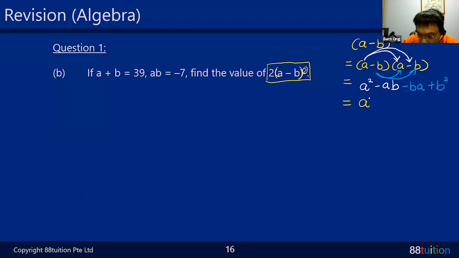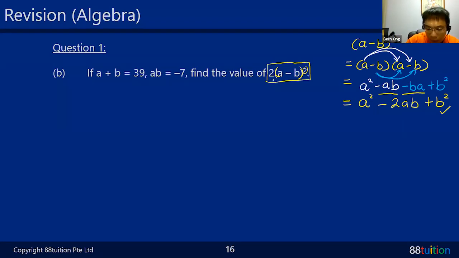And down here, what happened? Do you know that AB and BA is the same? AB and BA is the same. So minus AB minus another AB is minus 2AB plus B squared. So that is the expansion for A minus B bracket square.